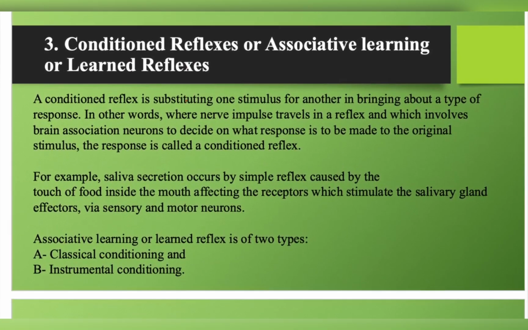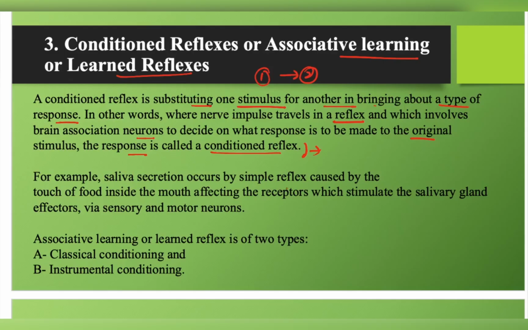Next in line is conditioned reflex, or associative learning, or the learned reflexes. What are these? A conditioned reflex is substituting one stimulus for another in bringing about a type of response. So you are basically replacing one stimulus with another, and you have a response for that. In other words, speaking neurologically, when a nerve impulse travels in a reflex which involves brain association neurons to decide what response is to be made to the original stimulus, the response is called a conditioned reflex.